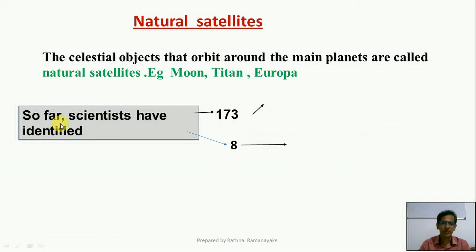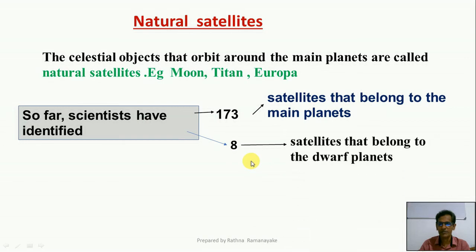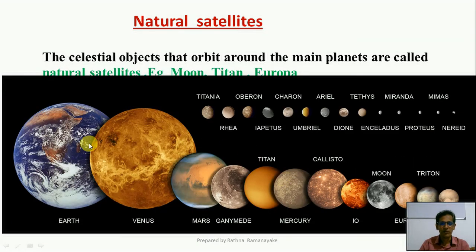Right. So far scientists have identified 173 satellites that belong to the main planets, and 8 natural satellites belonging to the dwarf planets. Here you can see some of them. Moon, right? Like that you can see pictures of some natural satellites.